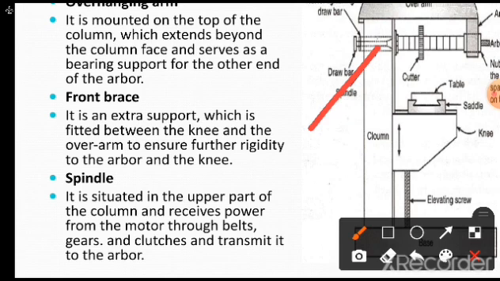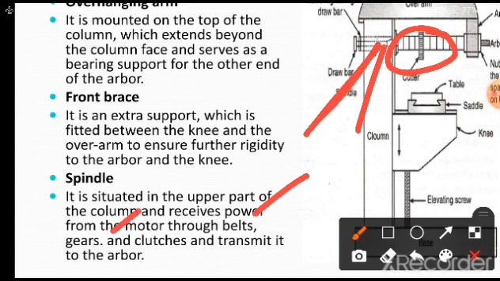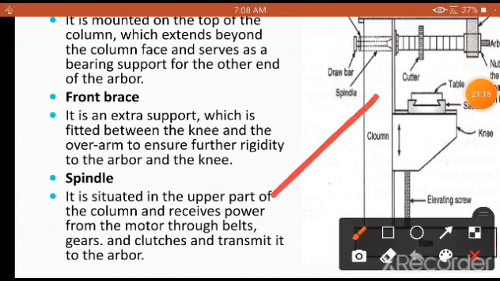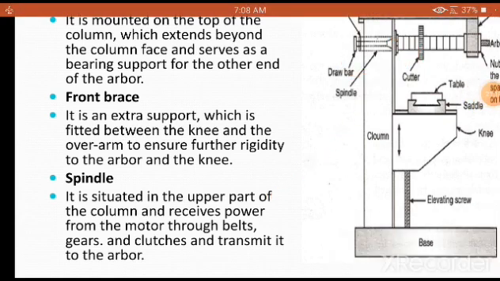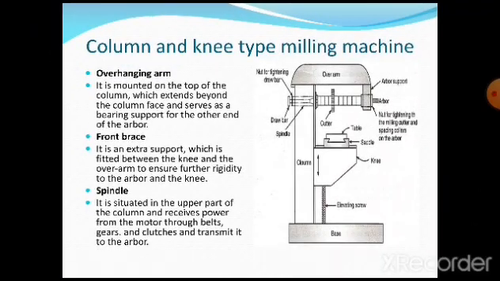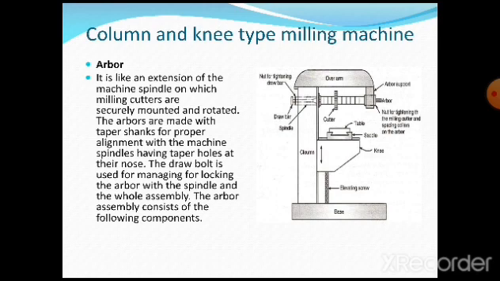So whatever rotational speed is to be given to the arbor is provided with the help of this spindle, and this spindle is driven with the help of what? Belt mechanism, gear mechanism, or gear and clutch mechanism. Whatever mechanism is provided within the column, that provides rotational speed to the spindle, and in turn to the arbor of a column and knee type.